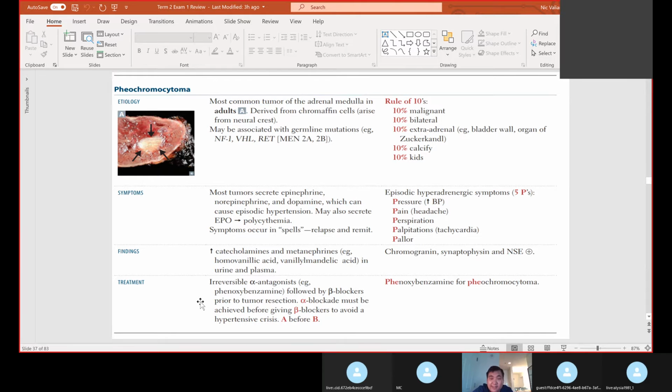Why? Because if you give beta blockers first, you have unopposed alpha activation. And what happens if you have unopposed alpha activation? The patient will be in hypertensive crisis. Think about your arterioles constricting, right? So give alpha blockers first before beta blockers. Phenoxybenzamine for pheochromocytoma.